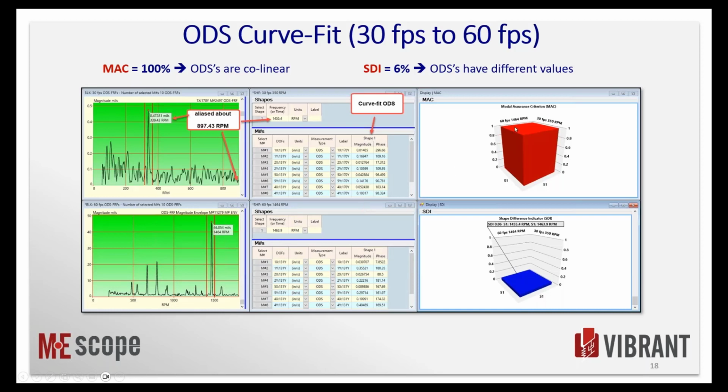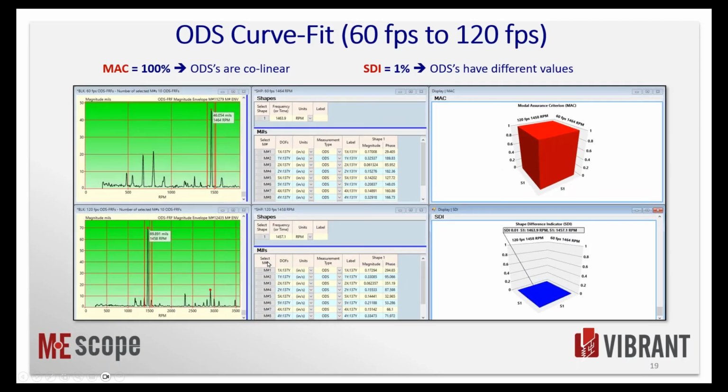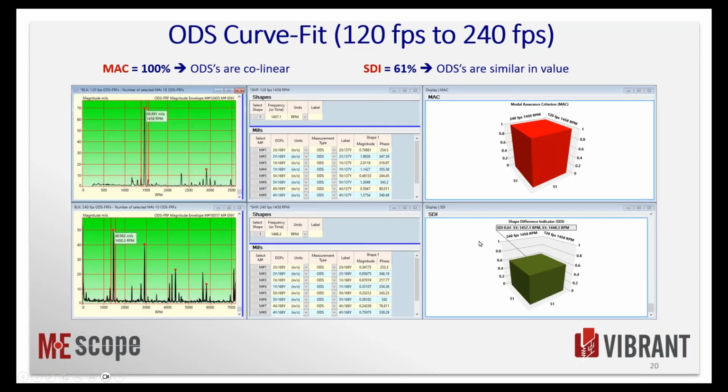And in fact, they're very collinear, because over here on this picture, the MAC value is a value of 1. SDI is still very low. Again, after we've done the curve fitting, and we can differentiate to inches per second, comparing the 60 FPS to the 120 FPS, the MAC values are basically getting the same answer, and that is corrected for the phase primarily. Down here, magnitudes are still not good.